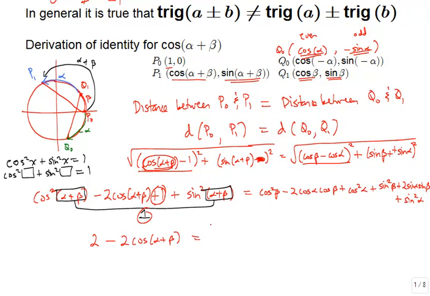Now let's look on the right side. On the right side, what we notice is that we have a cosine squared beta plus a sine squared beta. So there's a 1 right there. And then we also have a cosine squared alpha plus a sine squared alpha, which is also a 1. So we're going to get a 1 plus a 1, which is a 2. And then what we have left over are the two middle terms. We get a minus 2 cosine alpha cosine beta from this middle term, and then we get a positive 2 sine alpha sine beta.